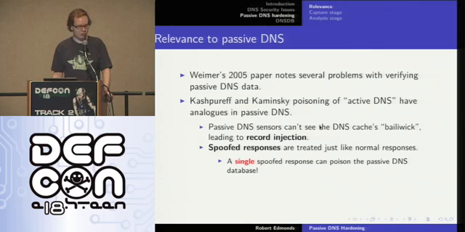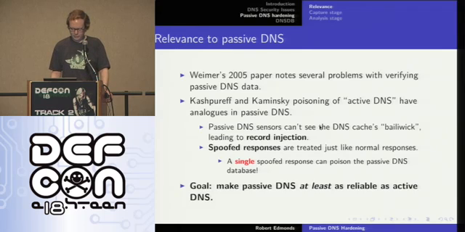And the problem with spoofed responses is that they're treated just like normal responses by the passive DNS sensor. A single spoofed response can poison the passive DNS database. This worries us because it makes passive DNS databases an unreliable tool if an attacker explicitly wants to target one. So anyway, we'd like to make sure that passive DNS is at least as reliable as active DNS as far as resilience to cache poisoning goes, for whatever that's worth, in order to avoid allowing passive DNS to itself become a target in addition to the DNS.